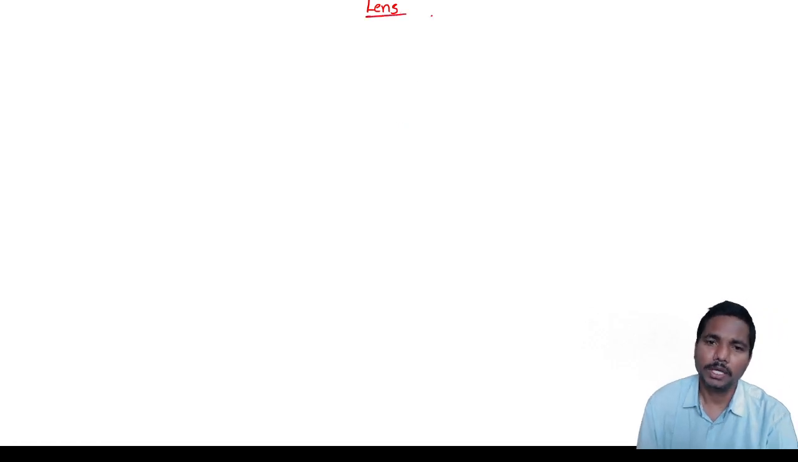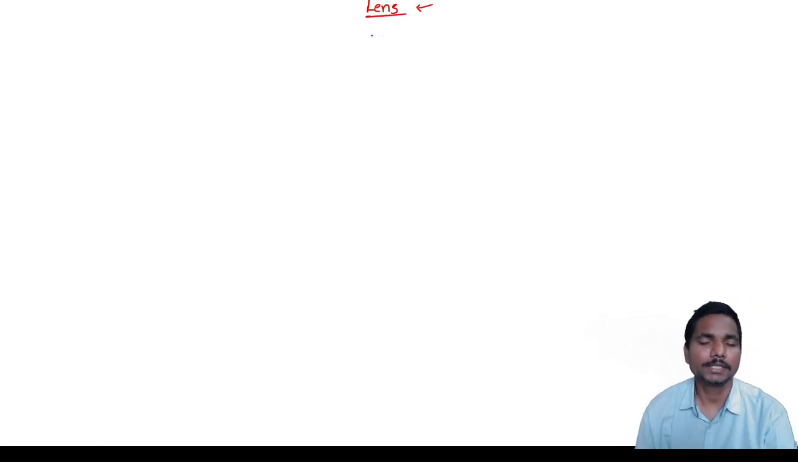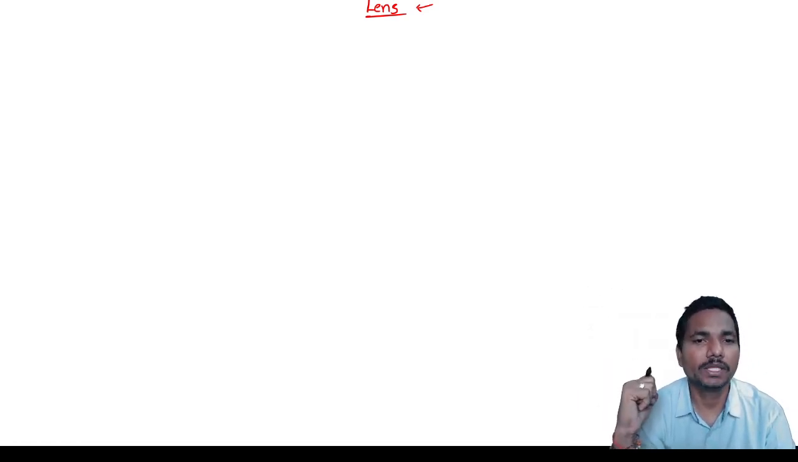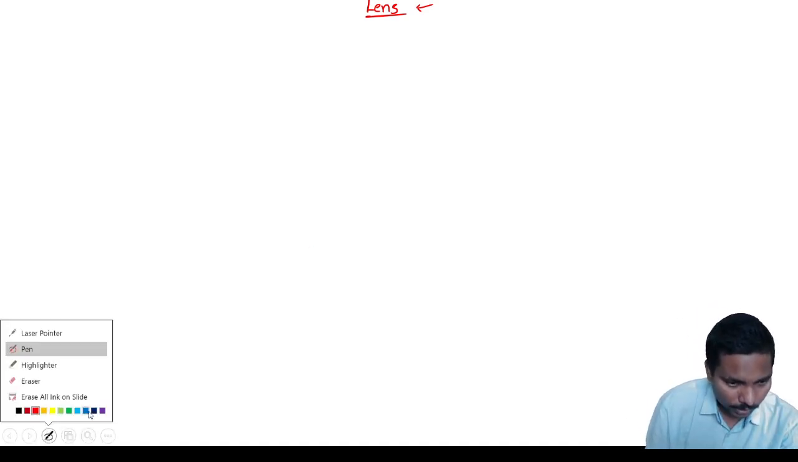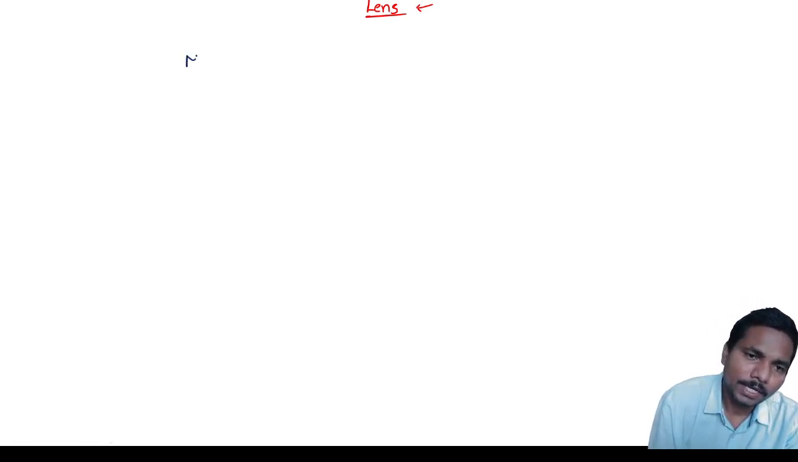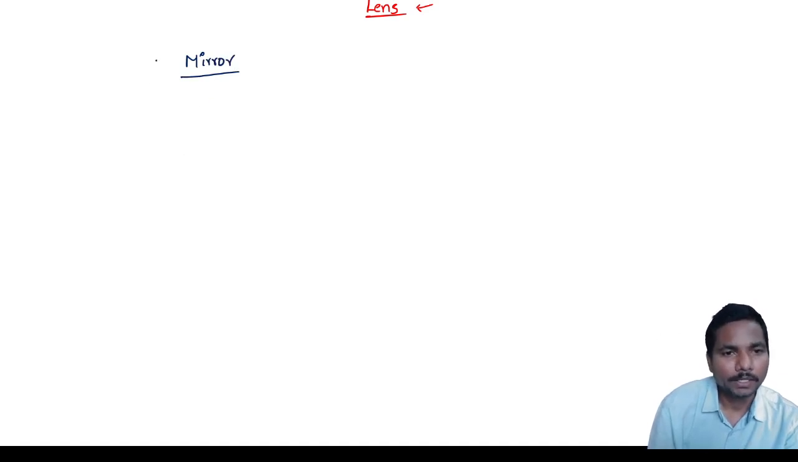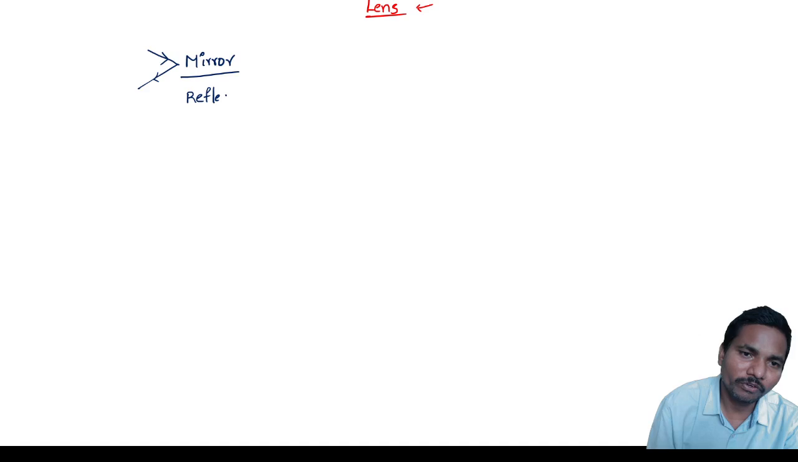Whenever we start this topic, lens, we need to compare it with mirrors. Why? Because we already know the mirrors very well now. By comparison with the mirrors, we can get the idea about lenses. Are you getting my point? In the mirror, if you send some light to the mirror, in most cases it will be reflected back. So mirror is a reflection phenomenon.